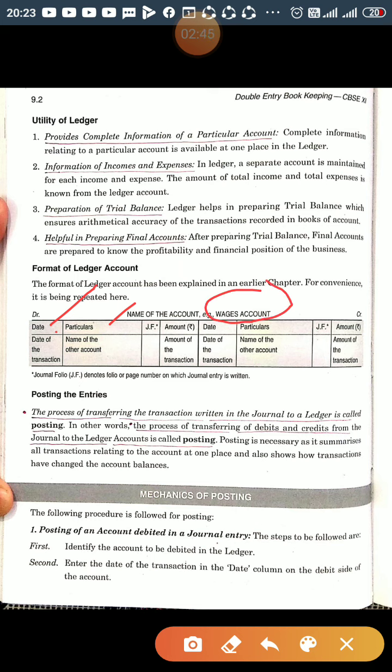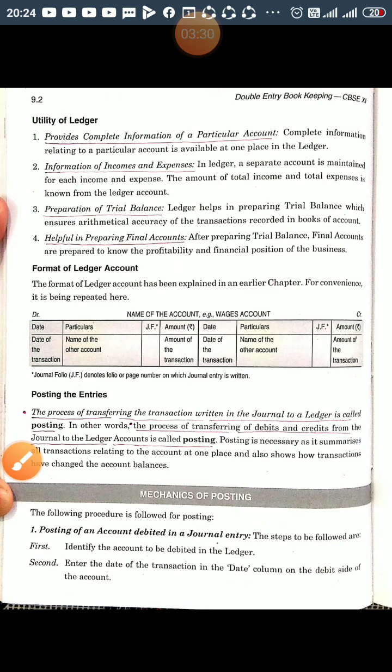Journal folio is the page number in the journal from where we are posting the entry in the ledger. So journal folio is a page number in the journal. Amount: the wages account would have been debited, so we will put the amount debited in the wages account.